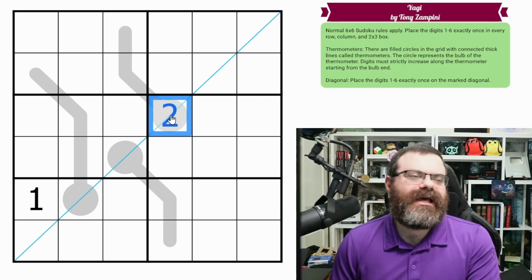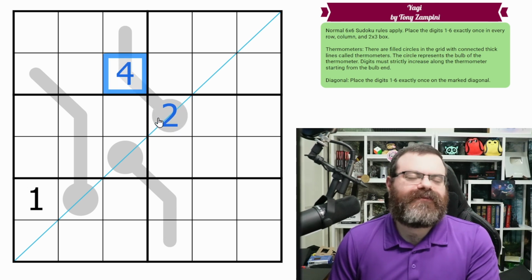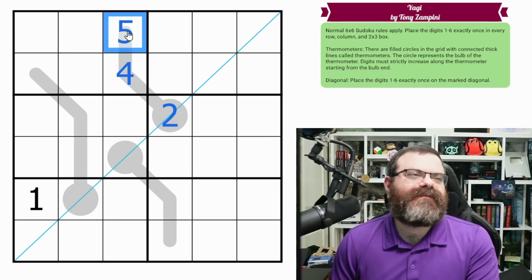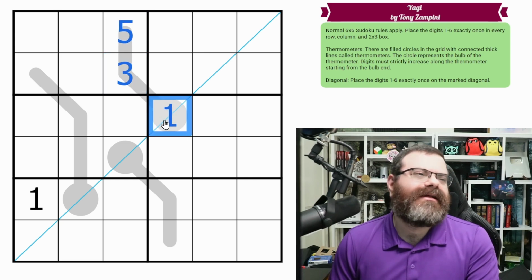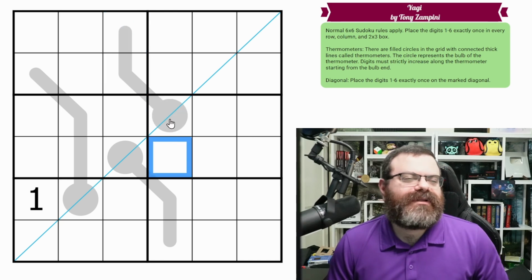So this is 2. We have to get bigger after the 2. So we can't repeat the 2. We can't do a 1. We could do 3. We could do 4. We could even do 5. Then this, let's say this was 4, this just has to be bigger than 4, so a 5 or a 6. So this would be one way to do it. We could even do 3, 4, 5, as long as they increase. All right, so that's thermos.